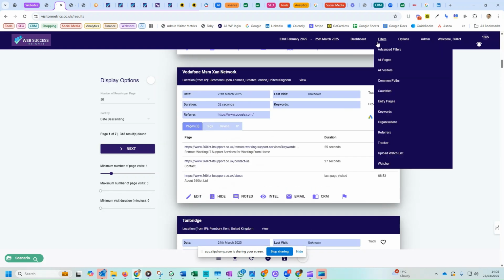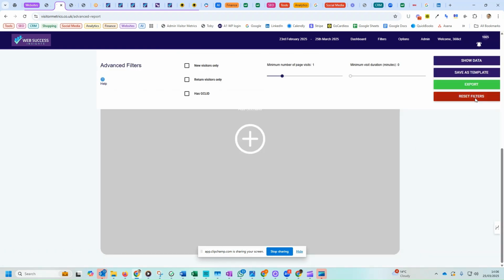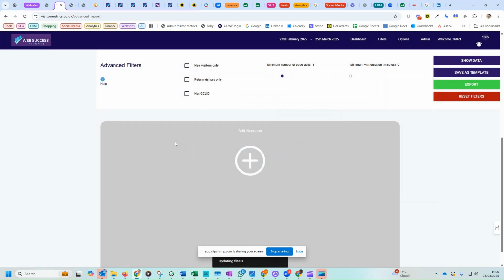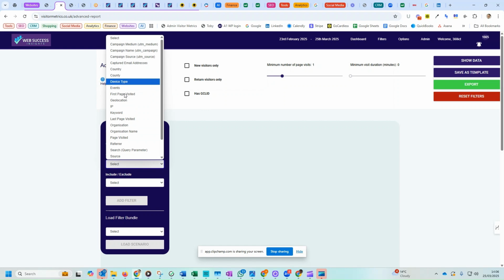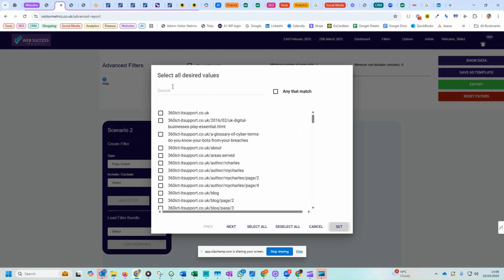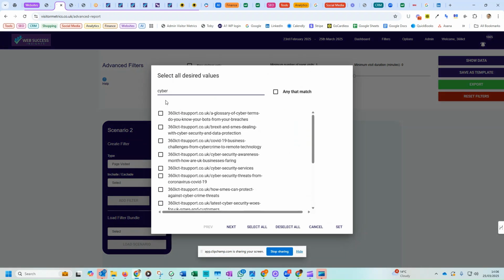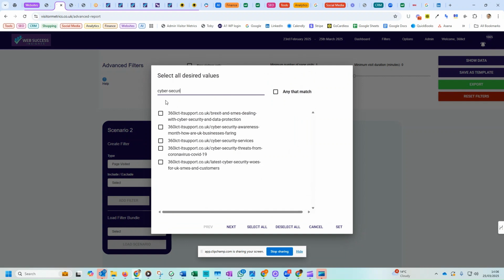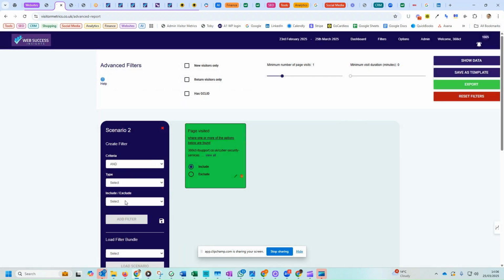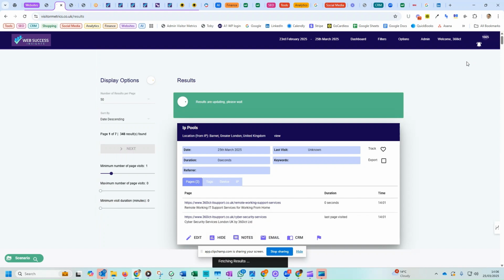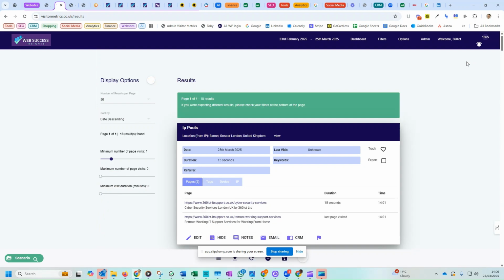Now, what we can also do, if we go back to these filters and reset it, is we can go back and look at the people who got to a certain page. So if we look at the page visited as being the cybersecurity page we were talking about, it was this one here. Add the filter and show the data. It will show us how many people in total got to that page, and it showed us 18 during the 30-day period we're looking at here.